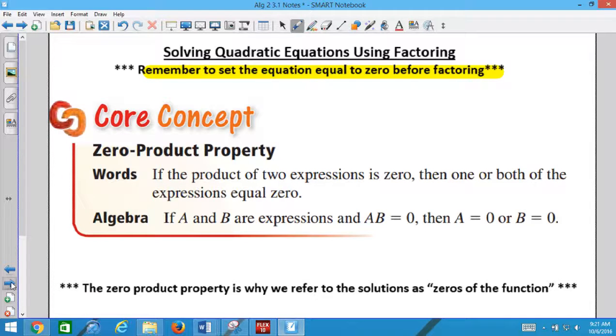Okay, this last section is to solve by factoring. So we can go really fast through this because you already went over how to factor. Now we're going to solve by factoring. It says at the top, remember to set the equation equal to 0 before factoring. That's very important. It has to say equals 0 first.